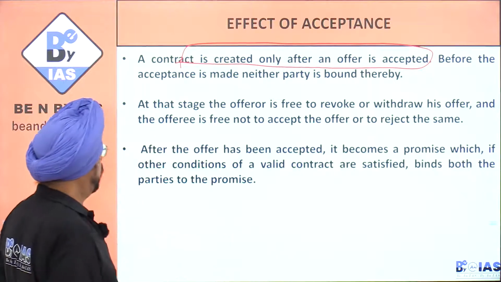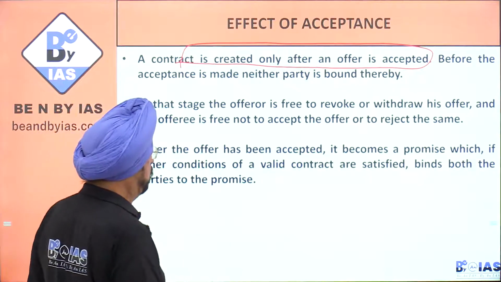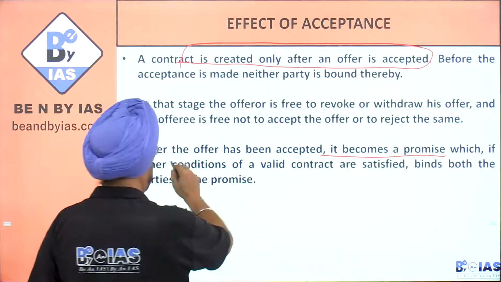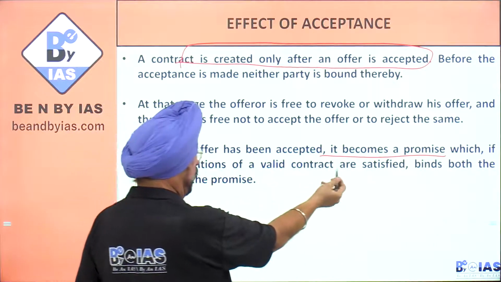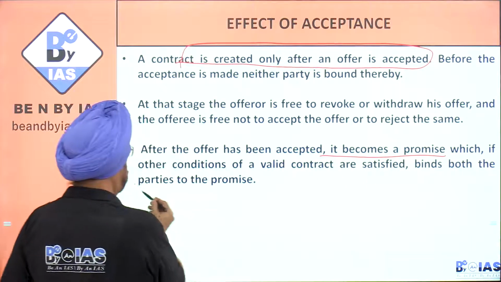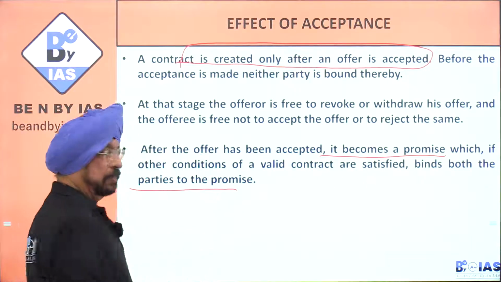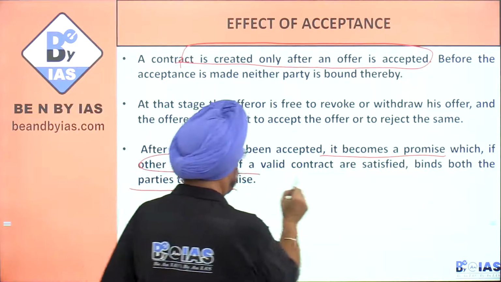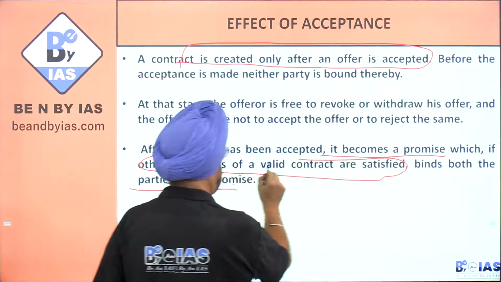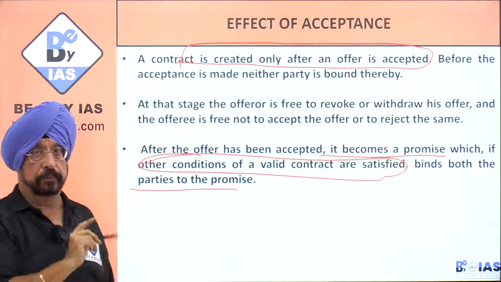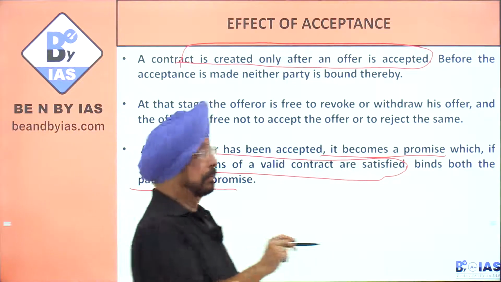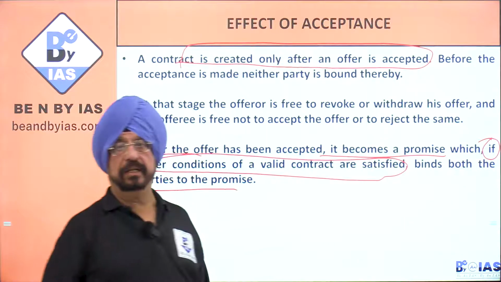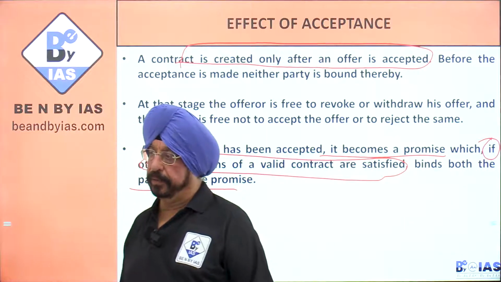Simple hai, jaldi padhenge. After the offer has been accepted, it becomes a promise, which, if other conditions of a valid contract are satisfied, binds both the parties. What is important here is other conditions of the valid contract are satisfied. If this is the condition, it must satisfy the other conditions of the tender.